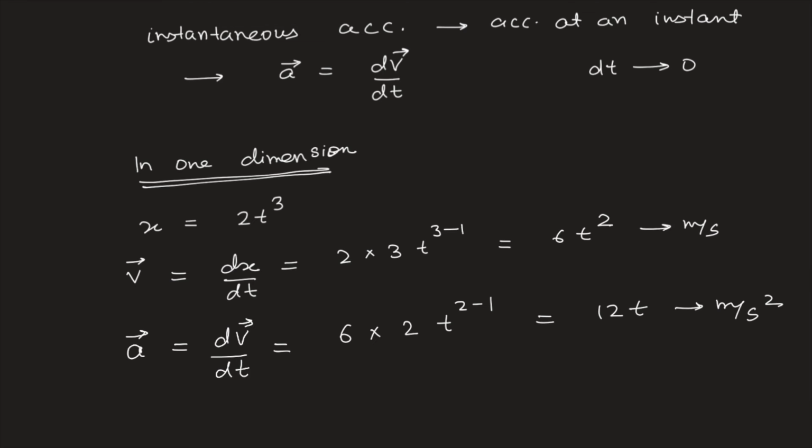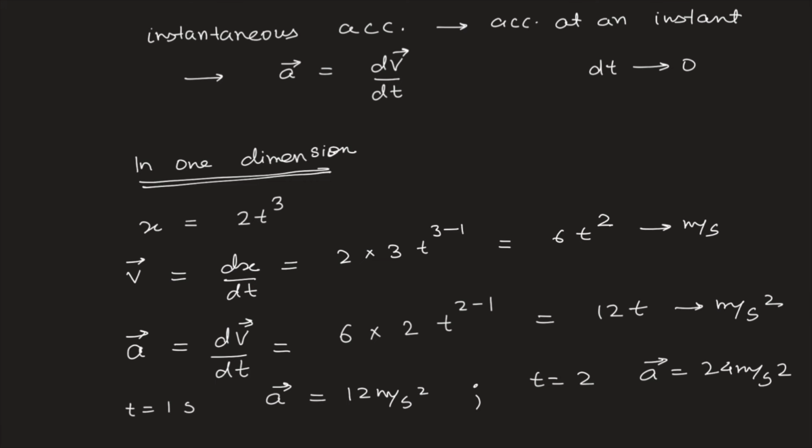So if you want to find instantaneous acceleration at, let's say, t equals 1 second, the instantaneous acceleration at 1 second is equal to 12 meter per second square, or instantaneous acceleration at 2 seconds will be equal to 24 meter per second square. Why 24? Very simple, we use t equals 2 seconds over here, and 12 times 2 is 24. So as you can see, your instantaneous acceleration is increasing. This is how we find instantaneous acceleration.